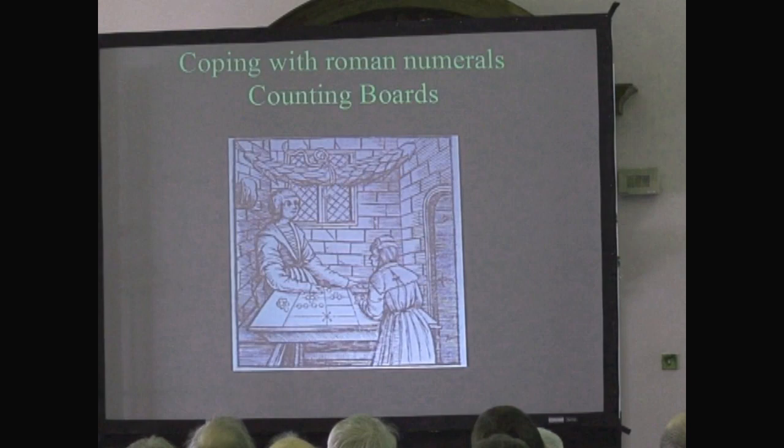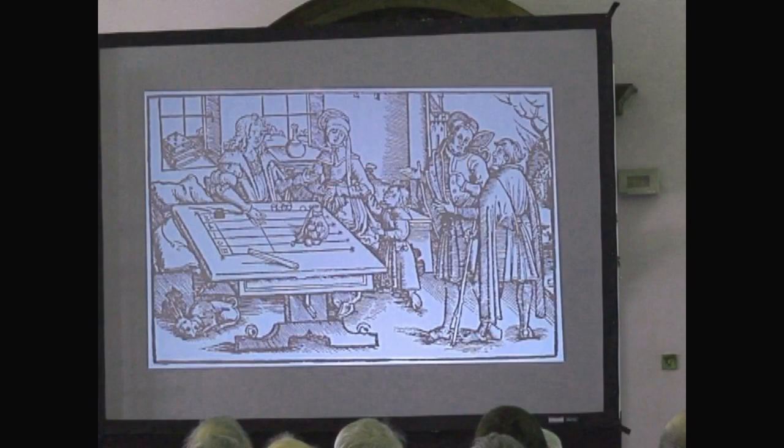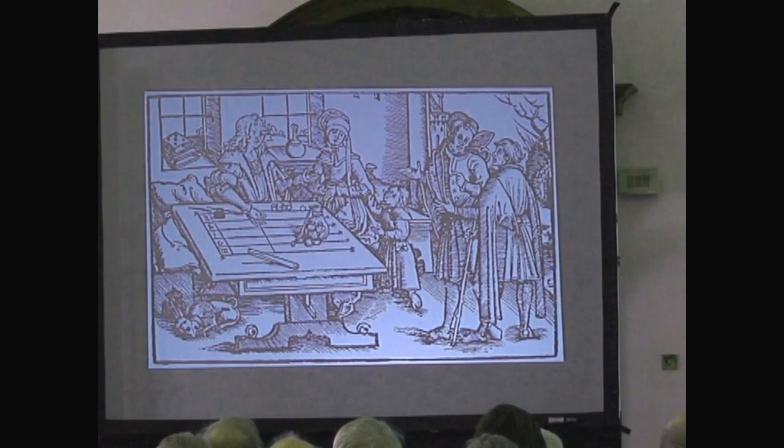First of all, counting boards. These are simple boards laid out with lines on a board or a table. It's where we get the word counter from in a shop. And this is how you do calculations with Roman numerals. Here's an example of a lady doing the household accounts with her servant using a counting board. A big time merchant here with a very large counting board on his table. And it's labelled up the side here in ones, tens, hundreds and thousands. And that's obviously meant to impress the customers.